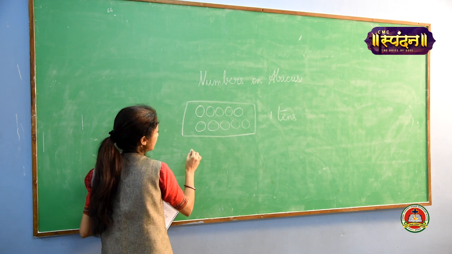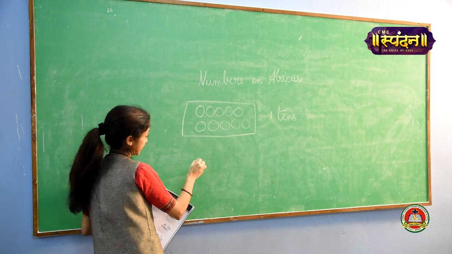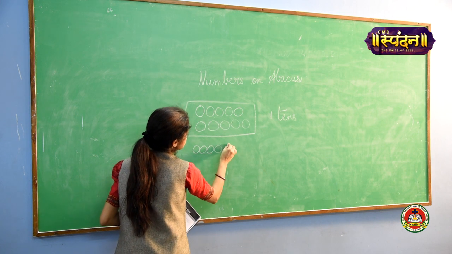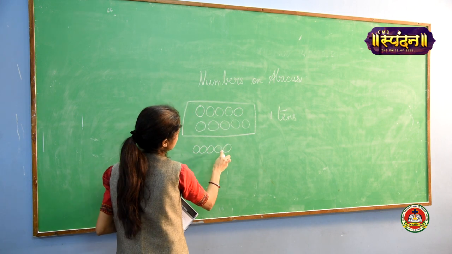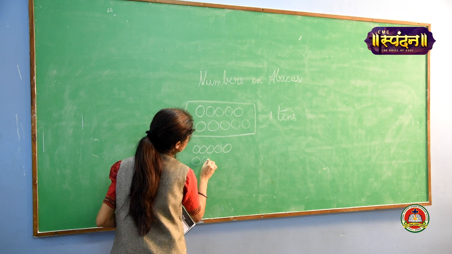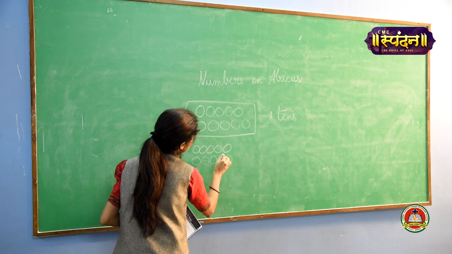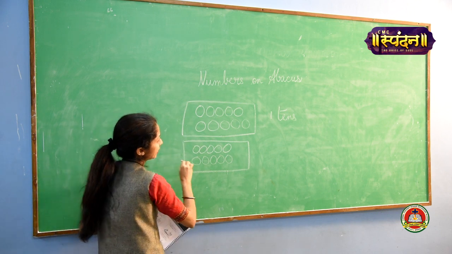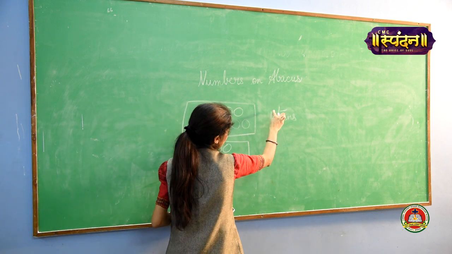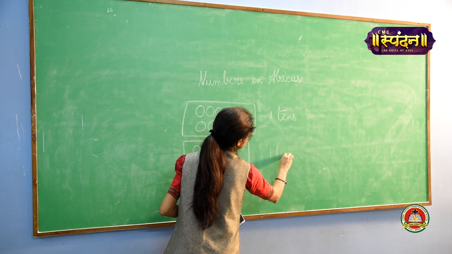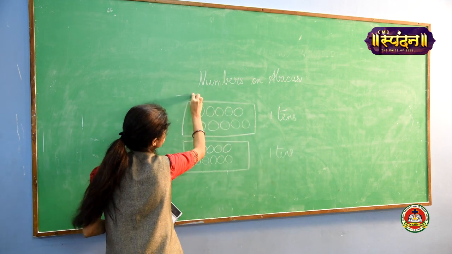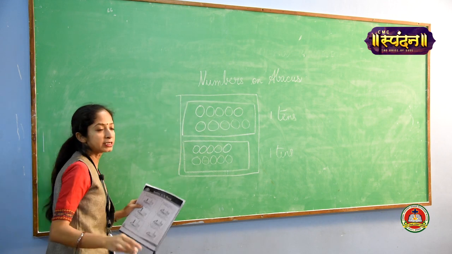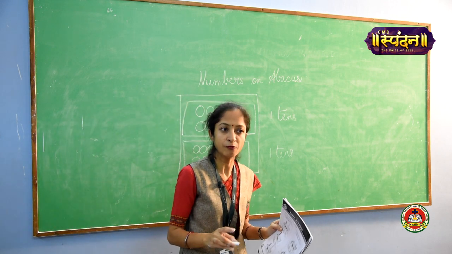When we have a set of 10 balls, again we have a group of 10 balls. It is again a set of 10 things, and this is again 1 ten. Now these two together are 2 tens. Tens means the 10 things are together in one group.